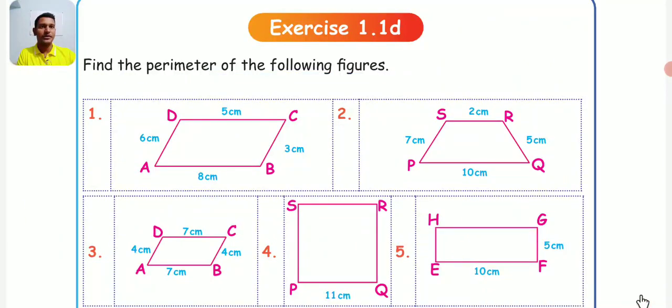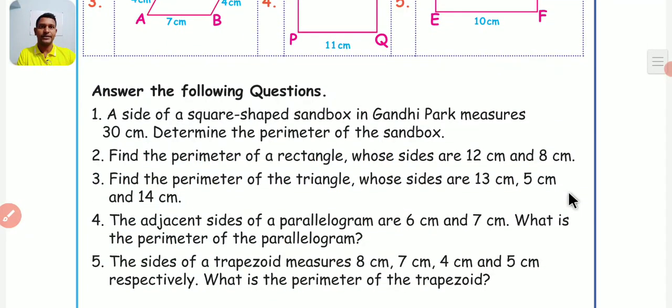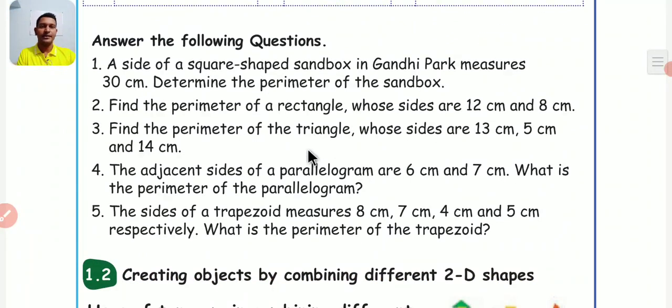Next I move on to answer the following questions. Let us discuss this one. A side of a square shaped sandbox in Gandhi Park measures 30 centimeter. Determine the perimeter of the sandbox.